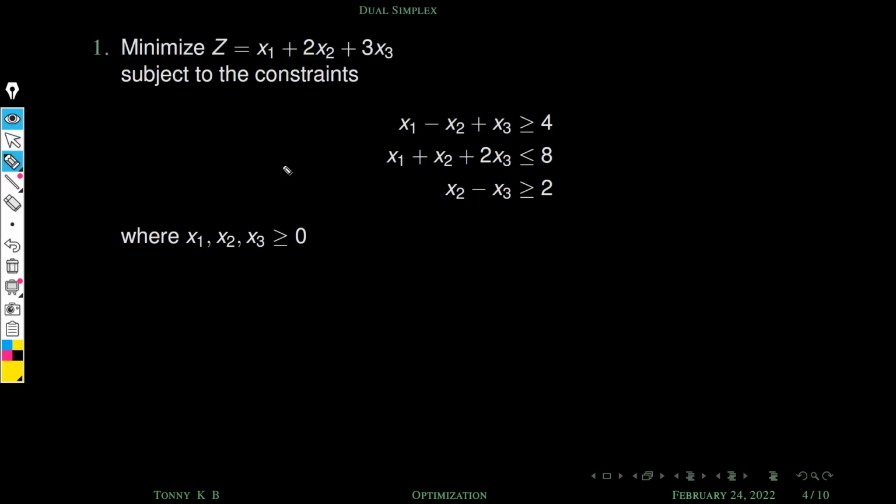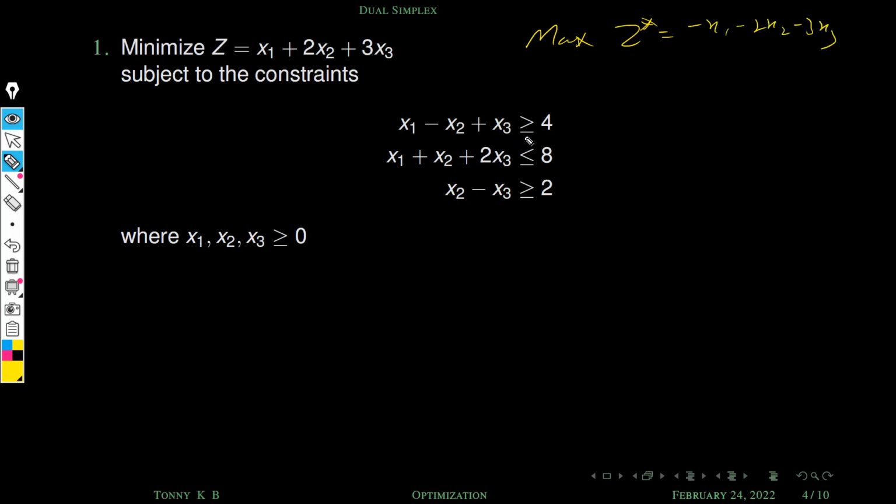Let me explain this procedure with this example. Minimize z equal to x1 plus 2x2 plus 3x3 subject to the constraints. Here the variables are non-negative. So first we have to convert the problem into maximization. We know how to convert to maximization. The objective function is z star. What is z star? The negative of this one, that means minus x1 minus 2x2 minus 3x3.